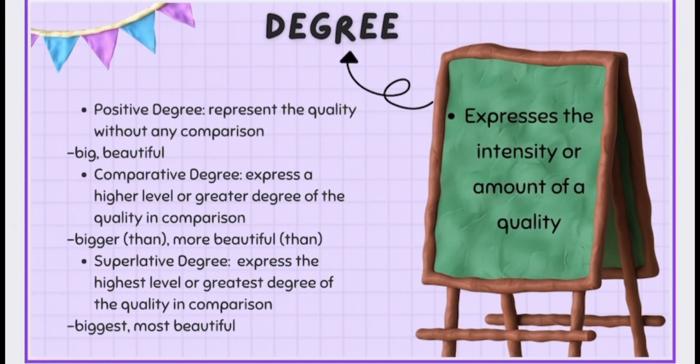Superlative degree. The superlative degree is used to express the highest level or greatest degree of the quality in comparison to three or more items. It's typically formed by adding -est to adjectives or most before adverbs. Biggest or most beautiful.